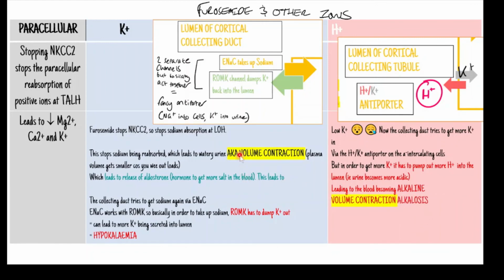So this is called volume contraction, because volume contraction has happened as your plasma volume has decreased, and alkalosis because you're dumping out H+. So overall, there are effects on Mg2+, Ca2+, and potassium. You get low potassium in your blood, and you can also cause volume contraction alkalosis. These are all side effects of furosemide.